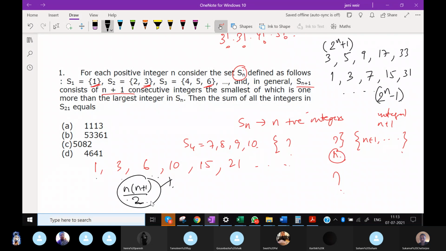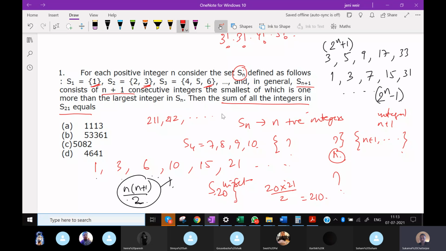Right? So they are asking for the sum of all the integers in the set S21. So that means we have to find the last digit of the 20th set. The last digit of the 20th set would be 20 into 21 by 2, which is 21 into 10, 210. So the 21st set will start from 211, then it will be 212, etc., up to 21 terms. So the sum of this would be an AP of common difference 1.